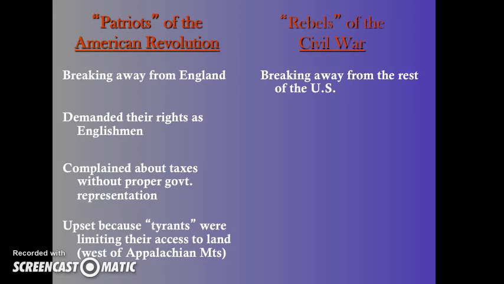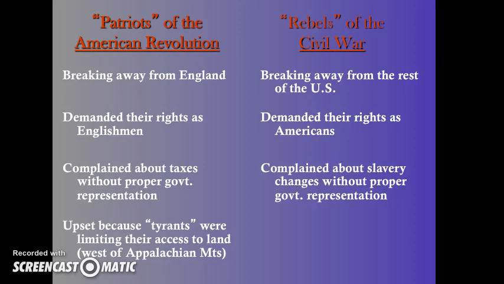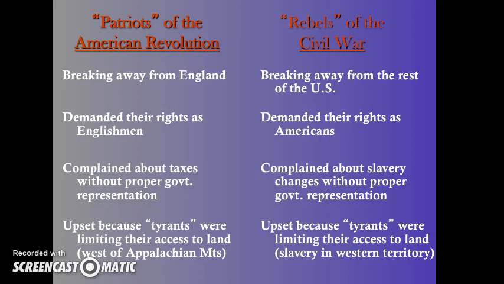Well, the rebels were also trying to break away from the country that they had been a part of for a long time and try to start up their own country. They're also demanding rights, just as patriots had been demanding rights from the place that they thought they were from. They're complaining about government representation. They're complaining that changes are being made without them getting represented properly. And they're upset about getting access to land farther in the West. So, a lot of real clear parallels here.